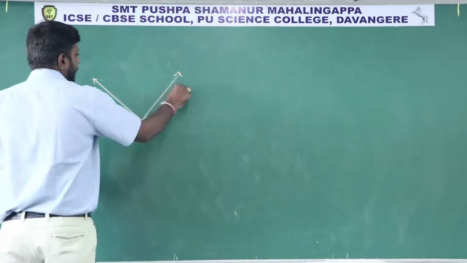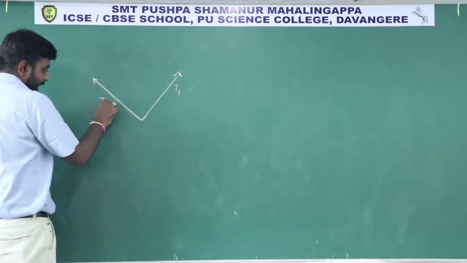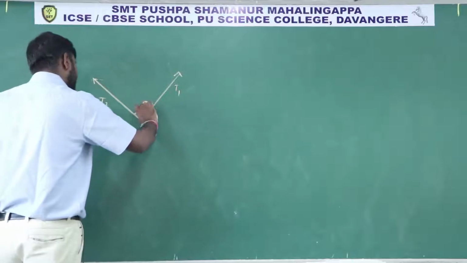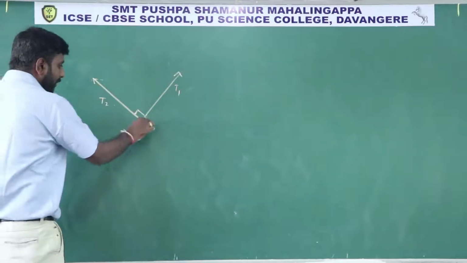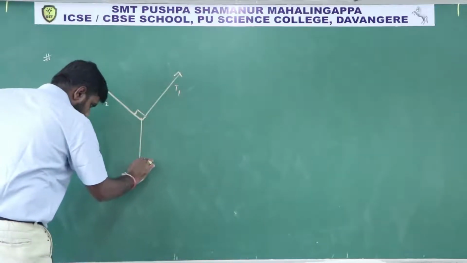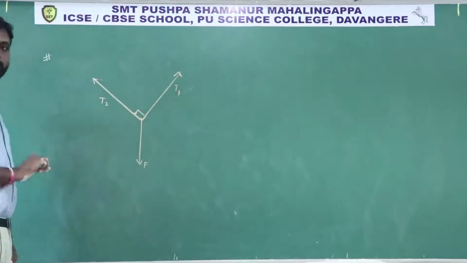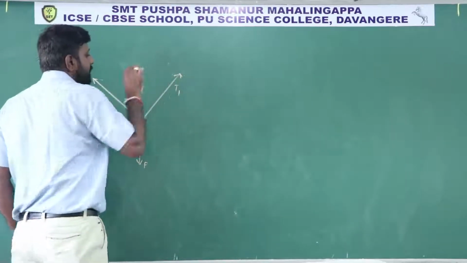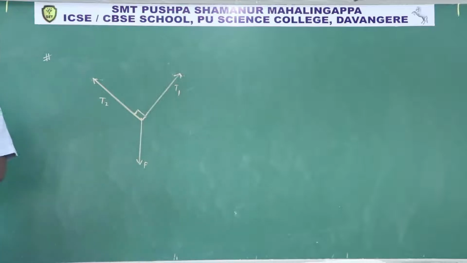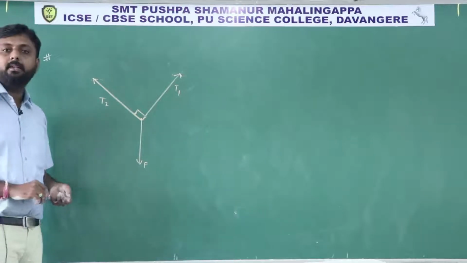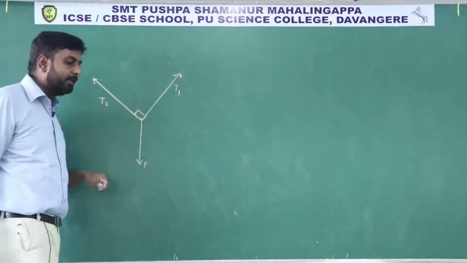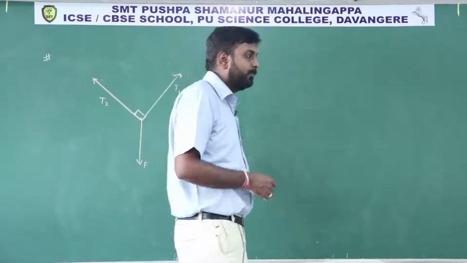So this we have taken as T1 tension, this as T2 tension. The angle between them is perpendicular. One more force, F, is acting in the downward direction. So how to solve without using Lami's theorem? Simultaneously we cannot find the resultant of three vectors.